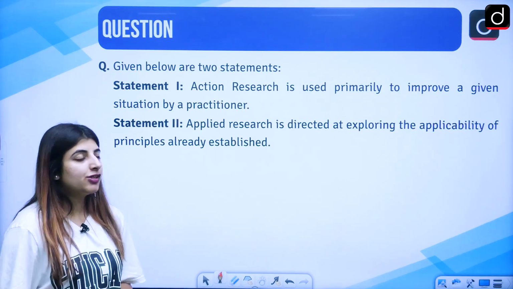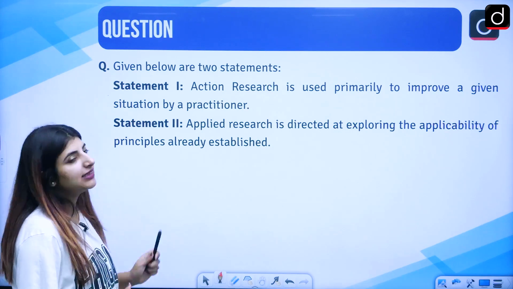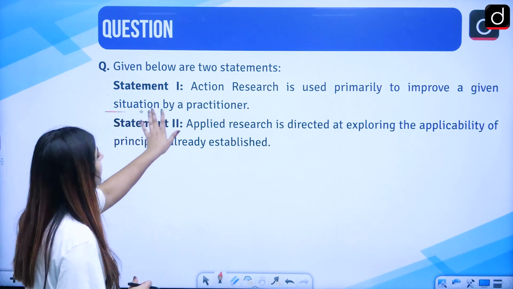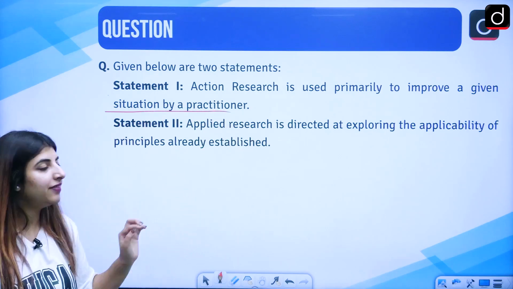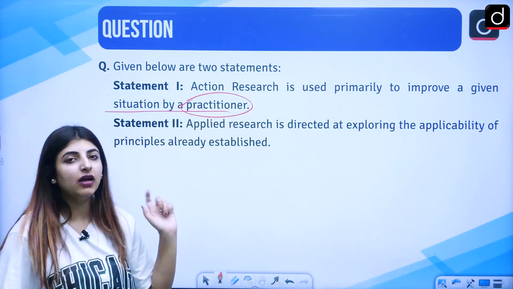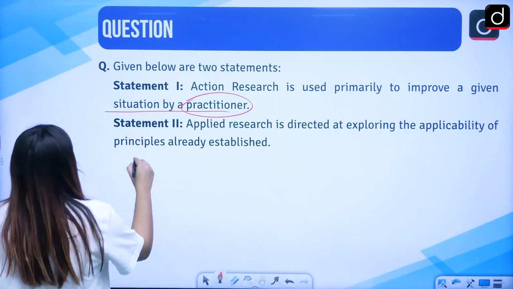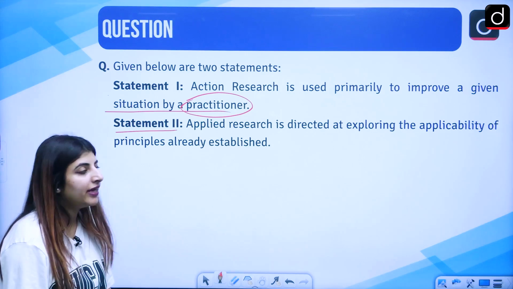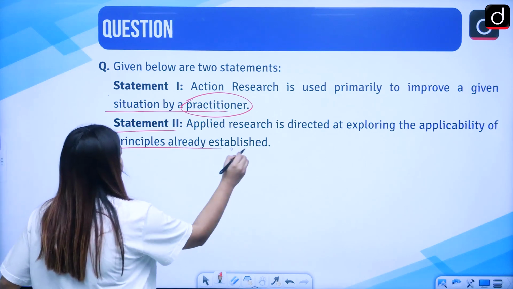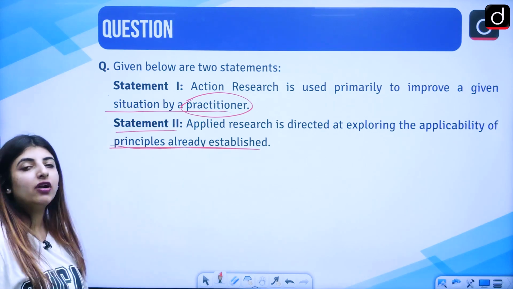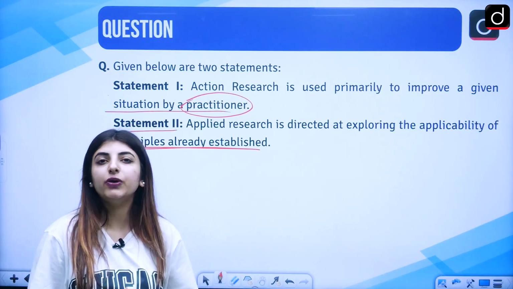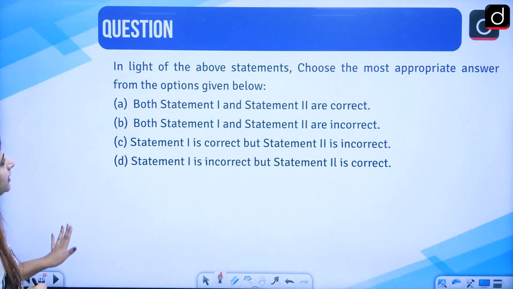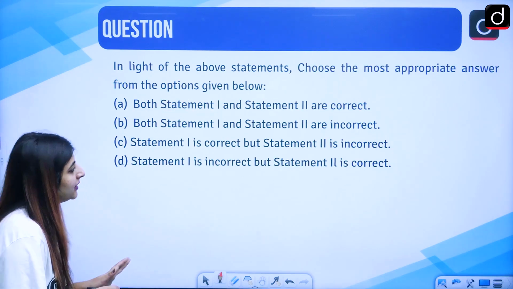Now I have questions for you all as always. Statement 1 says, action research is used primarily to improve a given situation by a practitioner. And this is also a favorite word of the NET examiners. Statement 2 says, applied research is directed at exploring the applicability of principles which are already established. So what do you think is the answer here? These are the options. You can pause your screens.